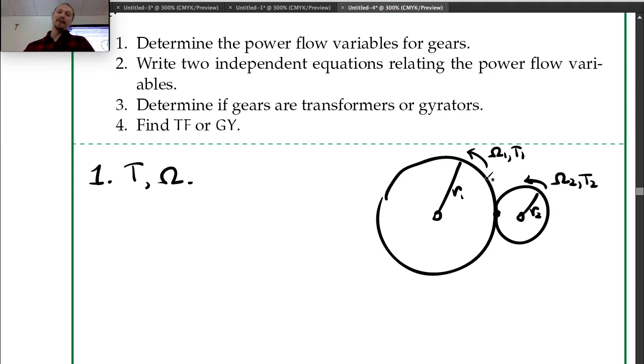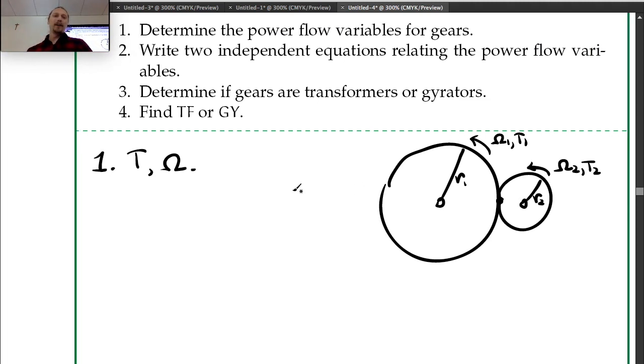So this is where we're going to get our two independent equations, which is part 2. Two independent equations relating the power flow variables. So the first thing that we notice, oh God, we're running late as always. It's okay. You guys still love me, right?